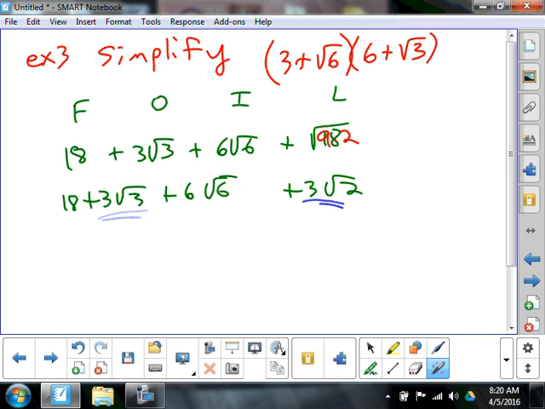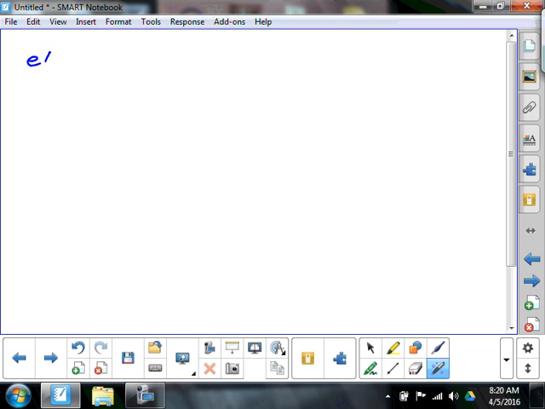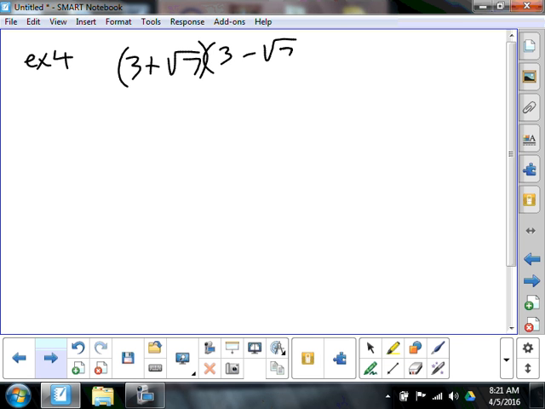Okay. Well, we're far from being done. Example 4. Oh no, that's going to disappear in 5 seconds. It's the magic marker, sorry. Example 4. Let's multiply 3 plus rad 7 times 3 minus rad 7.